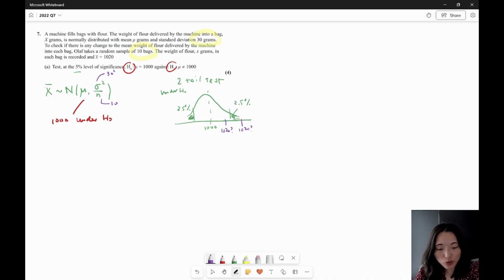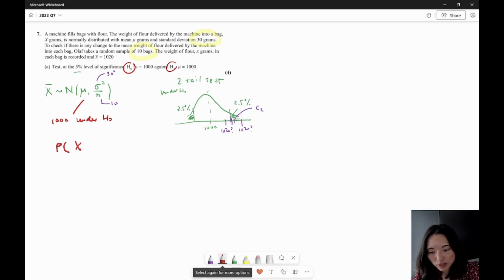My job now is to find out where 1020 is. There are two ways to go about doing this. The first option, I could work out where this critical value is, which I call C2, the upper bound of the accepted region. Or I could say, well, I've got the observed value of 1020. What's the chance of me getting 1020 if I know the underlying distribution? I'm going to do it that way. Let me ask this question in a more mathematical way. What's the probability that X bar is greater than 1020?